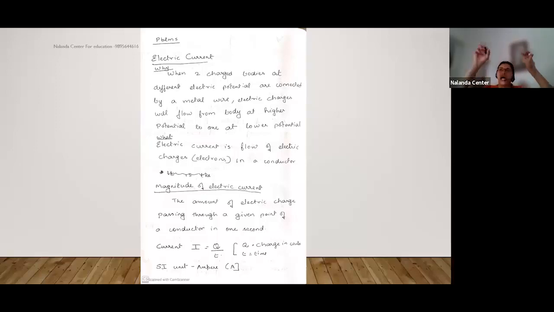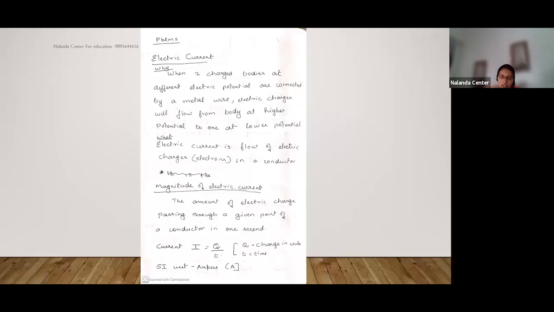The next point is electric current. Say 2 charged bodies are there, at different potentials. Just like we need a height difference so that water can flow, likewise charged bodies should be at different electric potentials. Now say they are connected using a metal wire. Then the charges are going to flow from higher potential to lower potential.